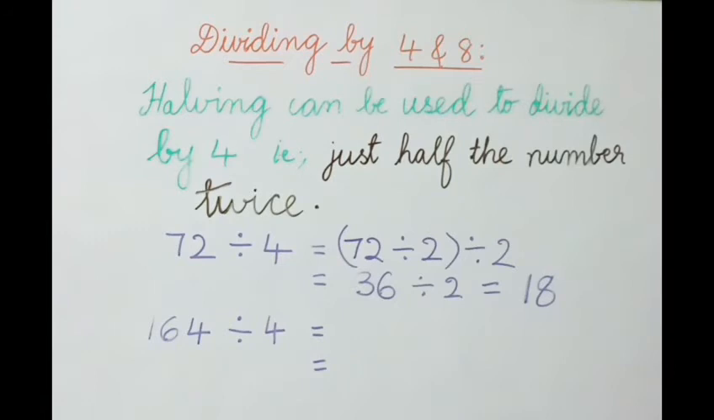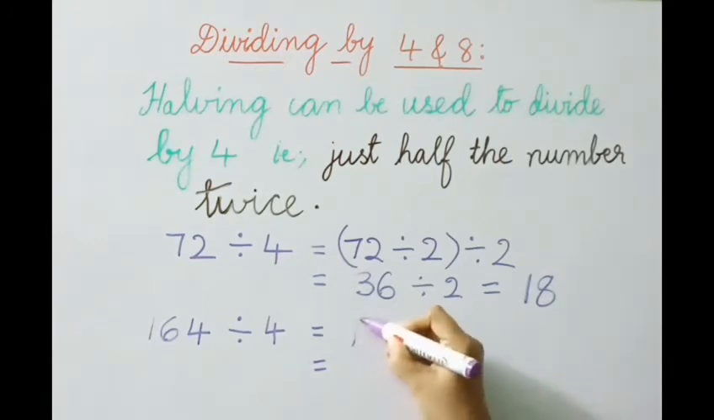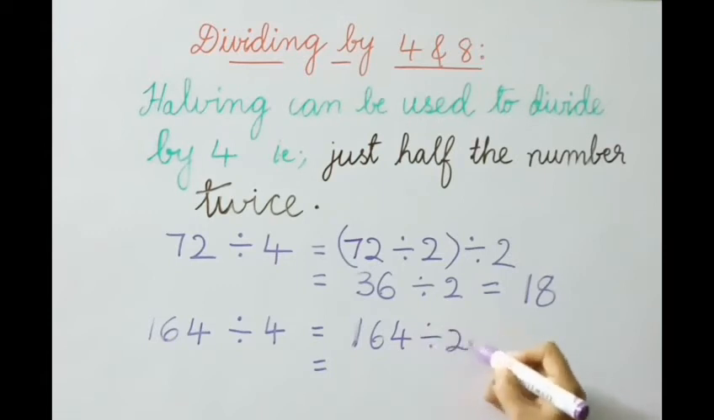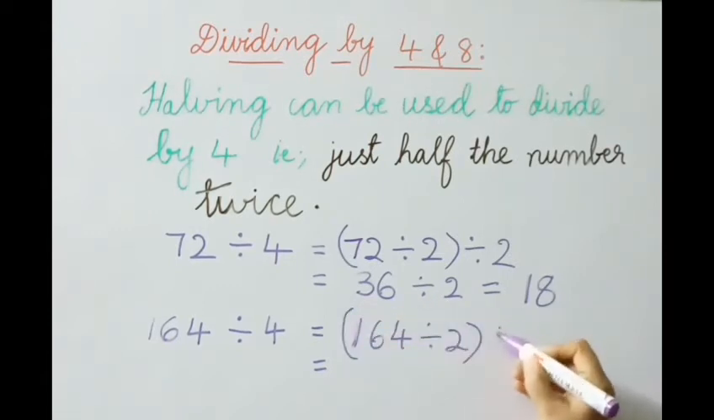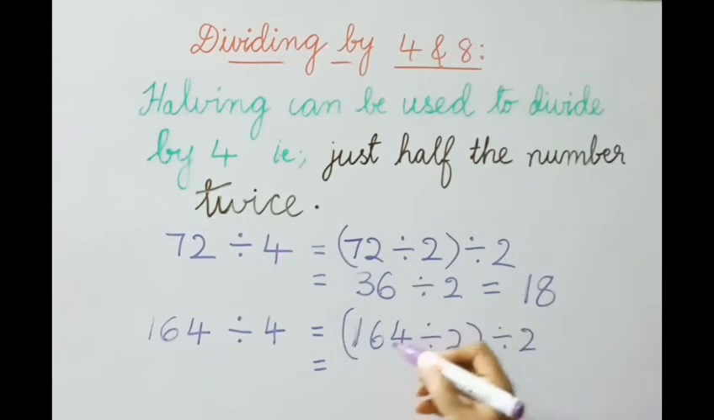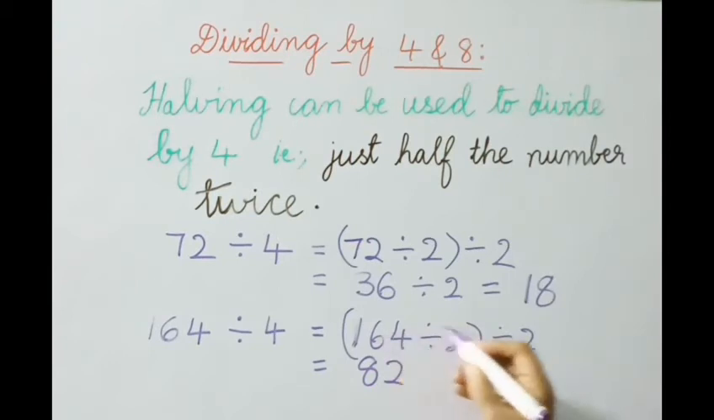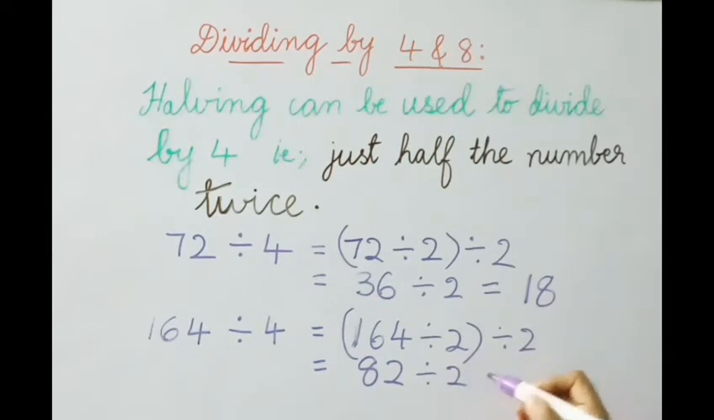See next example. 164 divided by 4. So what do we have to do? 164, first half it and again we must halve that value. So 164 half, how much? 16 half is 8, 4 half is 2. So 164 divided by 2 is 82. Now this 82 is again halved. So 8 half is 4 and 2 half is 1. So 82 divided by 2 is 41.